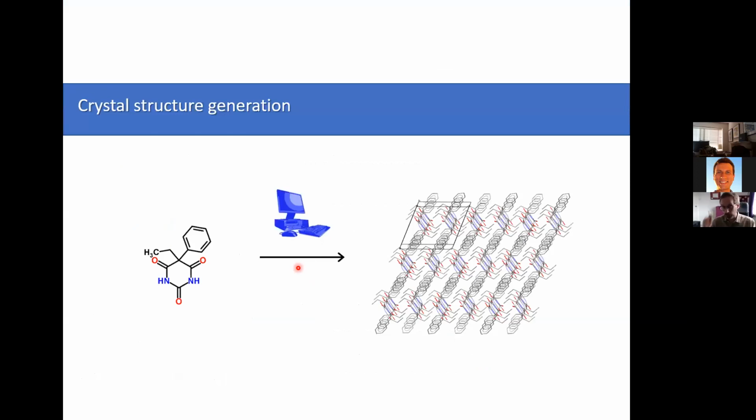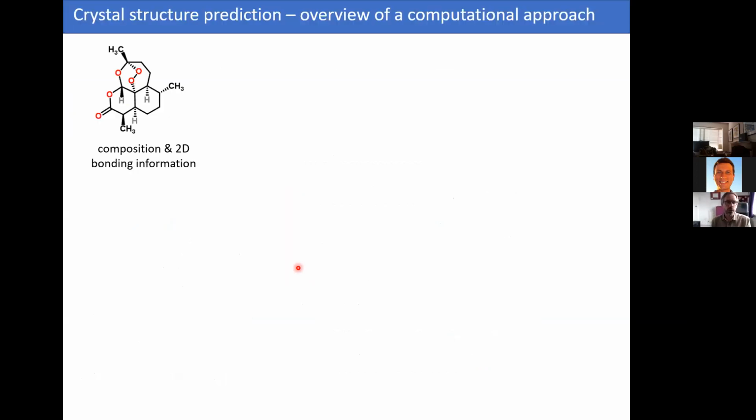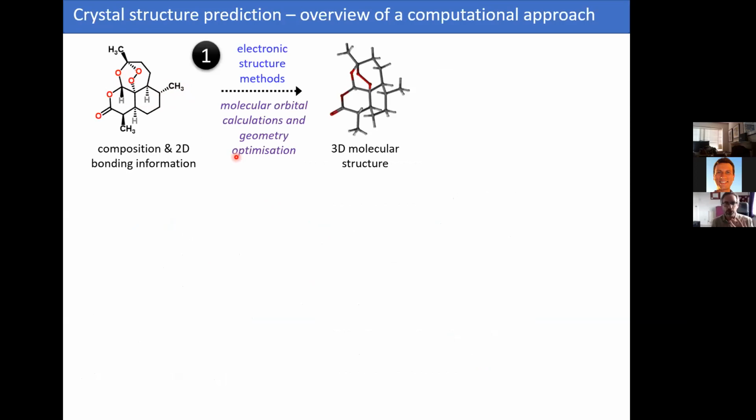Okay, so how do we go about this? We start with a chemical diagram. We want to be able to start with only this, no experimental information. So what this is telling us is what atoms we have in our molecule and how they're bonded chemically. Our first step then is to turn that into a three-dimensional picture of our molecule. So we use electronic structure methods, quantum chemistry methods, where we calculate molecular orbitals, we fill those up with electrons, and then we optimize that three-dimensional structure where the atoms are such as to minimize the total energy of that molecule. That gives us what is at least the geometry of that molecule as an isolated entity.